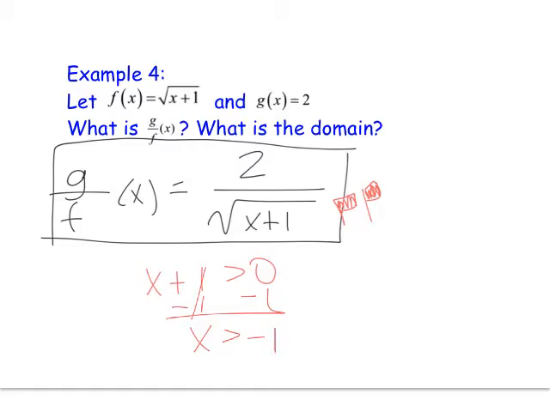So my domain is going to include all the numbers that are greater than negative 1. What is that going to be? Well, the numbers bigger than negative 1. Start with negative 1 and go up to infinity. Negative 1 is not included. I'm going to use this curvy bracket because I did not have a line under that inequality symbol. So this is my domain.